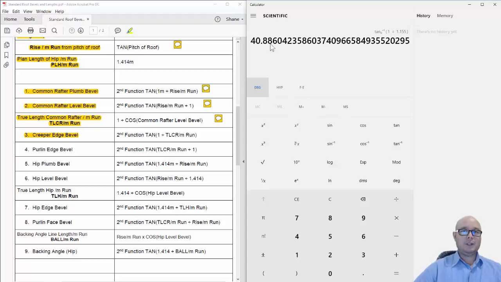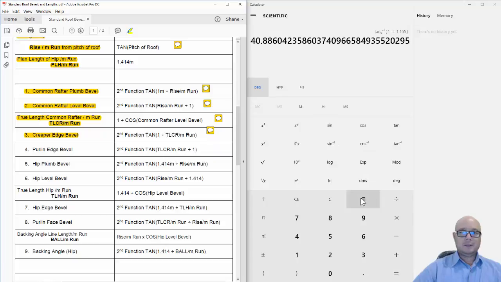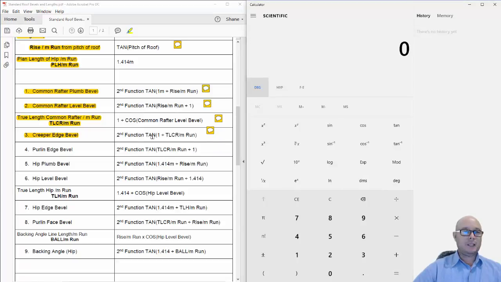So the second 8 would round up the previous 8 to 9. Because this is an angle or a bevel, we need 1 decimal point, so the answer would be 40.9 degrees. So I'll just post that there with a sticky note so we can refer back to it later. There it is there. Okay, so I'll clear that and we'll move on to the next calculation.